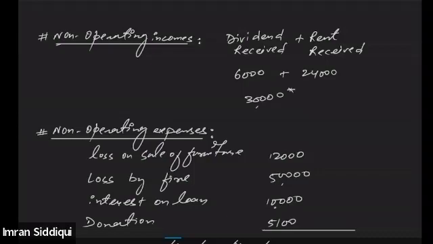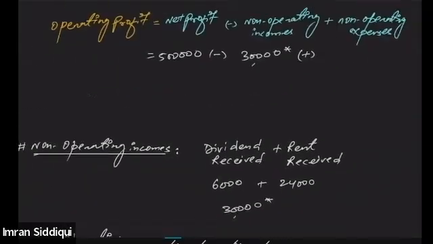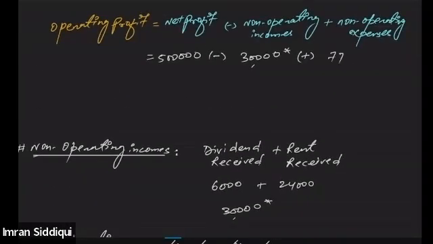Totaling this, we'll get 77,100. All right, and now we'll put this value, 77,100, here. This will be added, and now we will get the answer, which is 5,47,100.